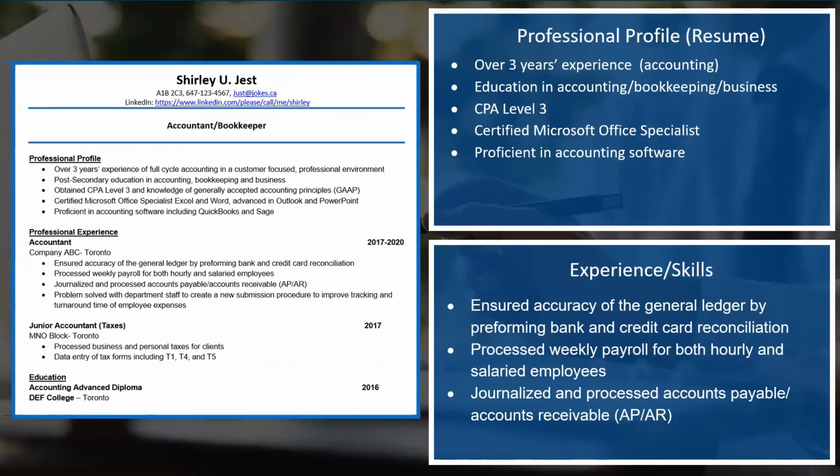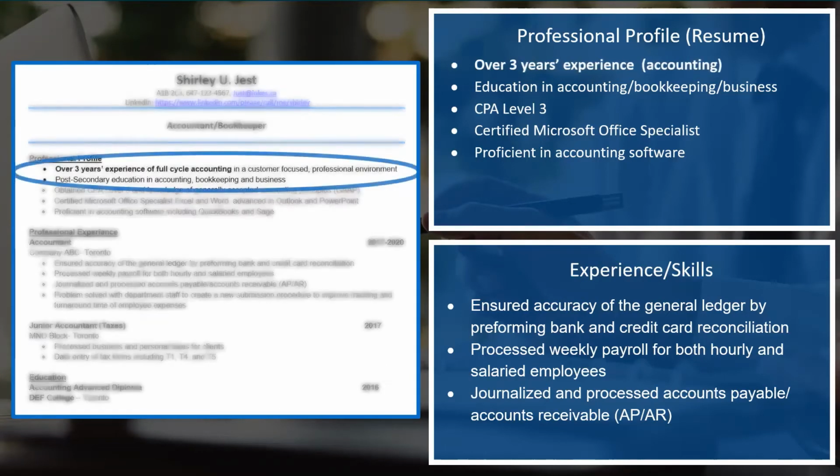For simplicity, we only use one of the jobs that she's had in the past to illustrate this experience. We understand that there would be multiple jobs, and some of these skills and experiences would be spread out over multiple jobs. So over 3 years of experience in accounting, and she's led off with over 3 years experience in full cycle accounting in a customer-focused professional environment. So she goes in a little bit more detail in terms of the type of environment that she's working in.